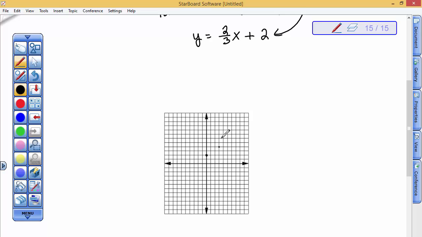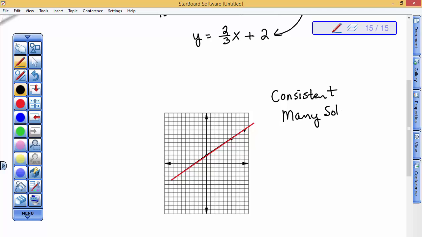So I'd graph the first line, and then I'd graph the second line right over top of it. So they are the same line. This is a consistent system. The other one was inconsistent. This is consistent because it has many solutions, is what you would tell me. It's because they are exact same line.